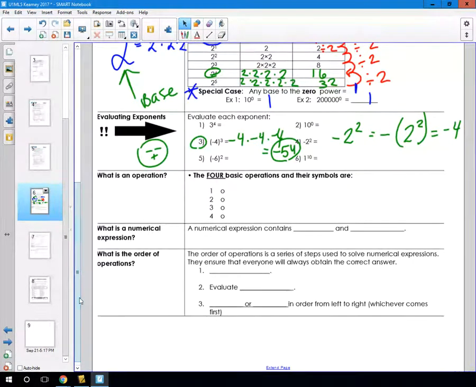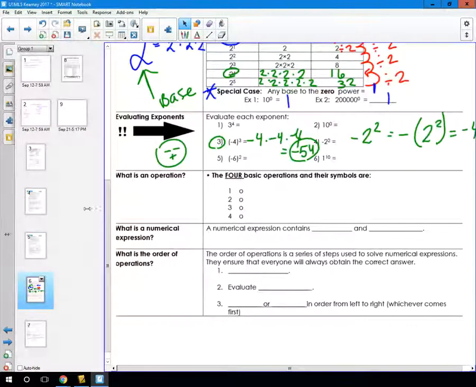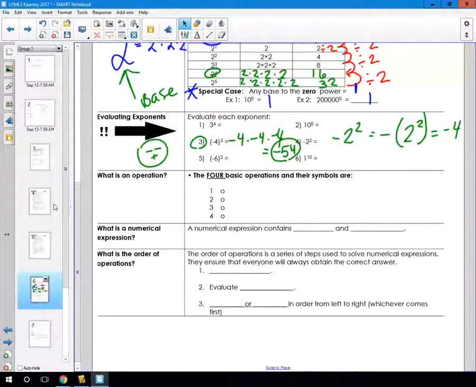Okay? So, moving on to the next section where it says, what is an operation? So there are 4 basic operations. Give me one of the operations. Give me another one.